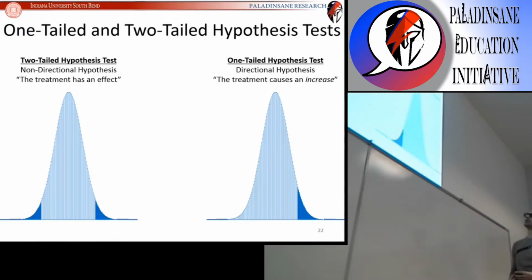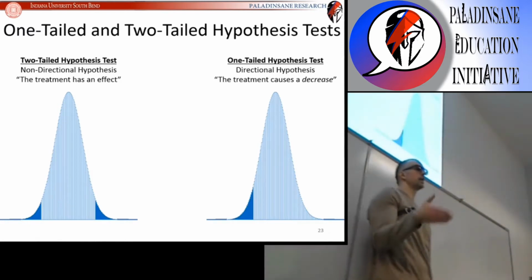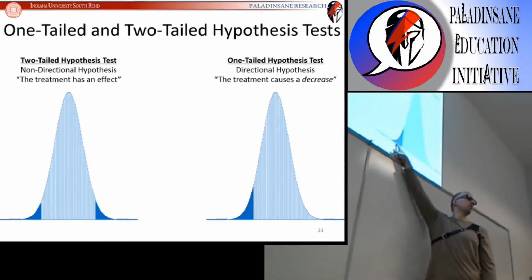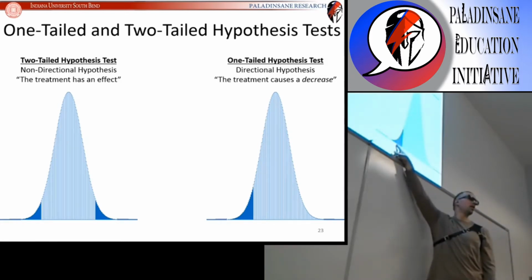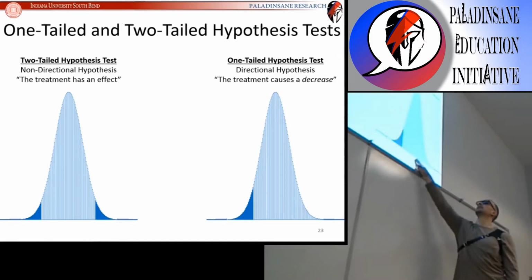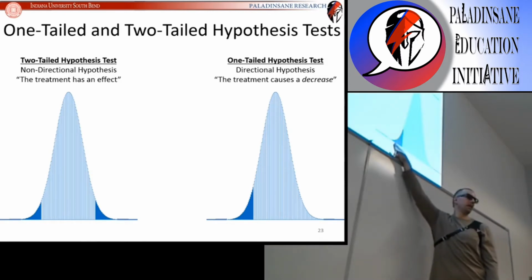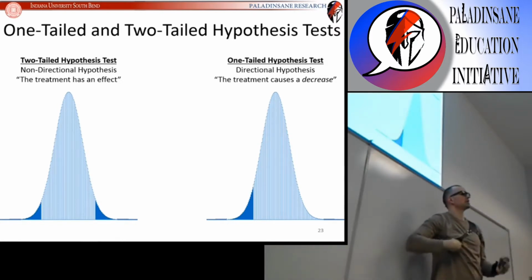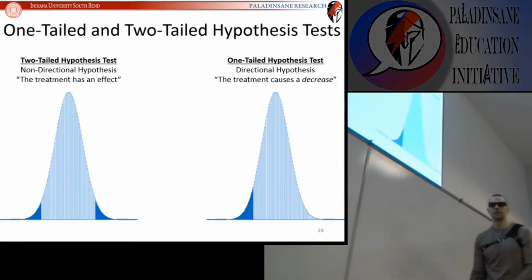Other times, you're looking for a decrease, in which case you do a one-tail test as well. You just put your tail on the other side. So does my treatment decrease scores of perception? Does this intervention decrease alcoholism? Does this new way of conceptualizing food decrease intake of unhealthy foods, right? Does the treatment cause a decrease? If you're only interested in one direction, then you do a one-tailed test.